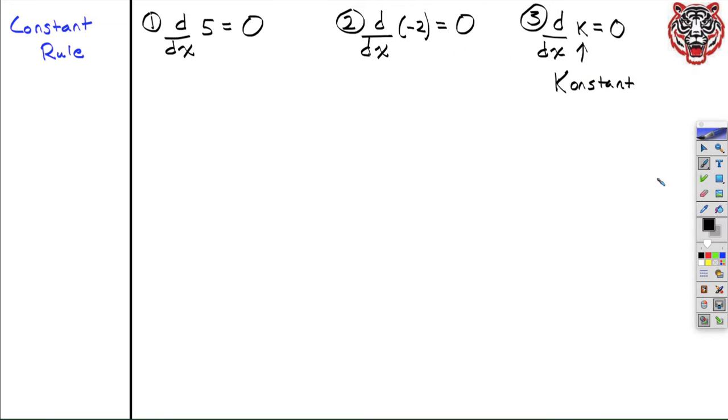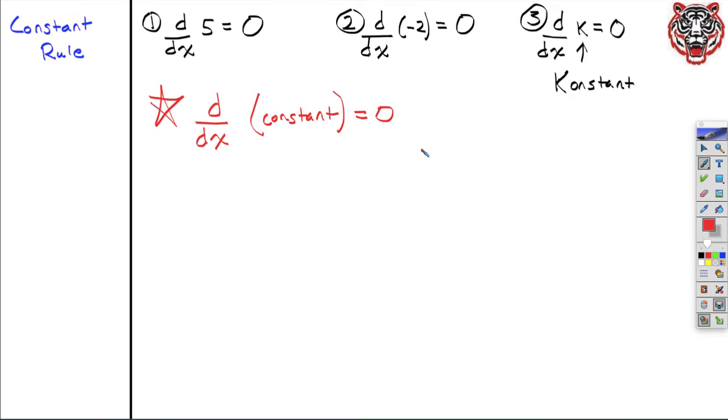So we can make this even more formal. We'll do like our giant red star. This is important. The derivative with respect to x, and even with respect to y, but for the sake of the lesson, just with respect to x of a constant equals 0. Always, always, always 0.